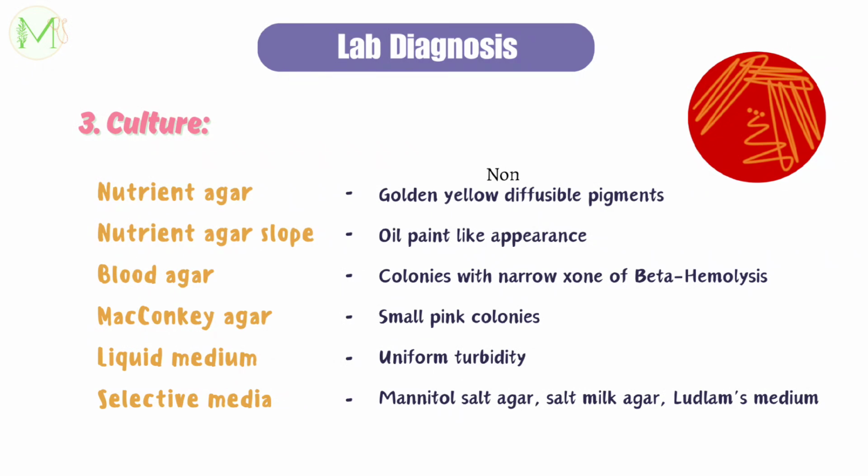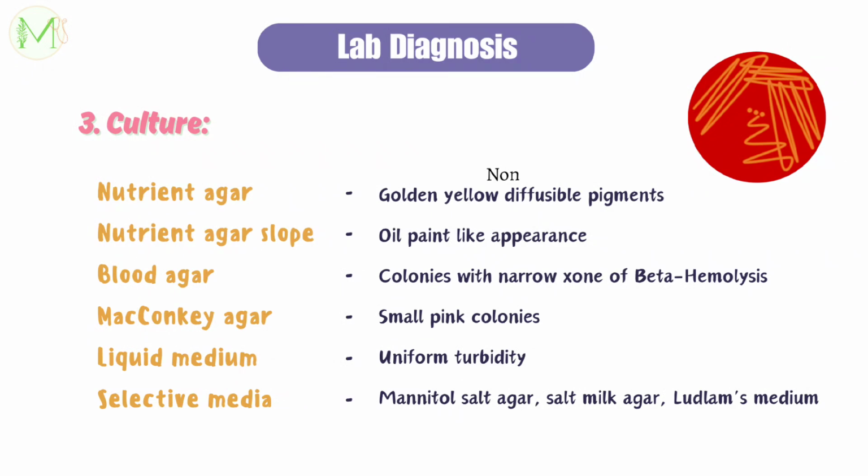In nutrient agar, if the specimen is inoculated, it would produce golden yellow non-diffusible pigments made of beta-carotene. In nutrient agar slope, it produces confluent growth and looks like an oil paint appearance. In blood agar, it is surrounded by a narrow zone of beta hemolysis.